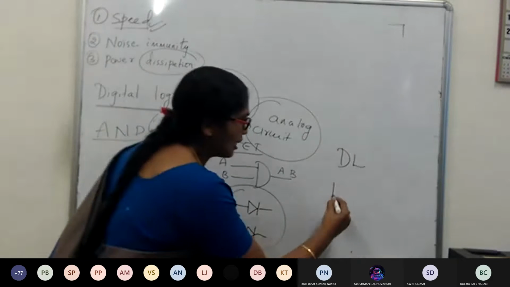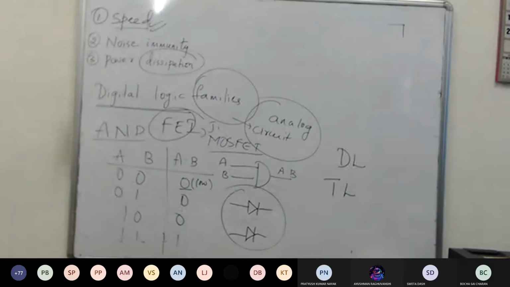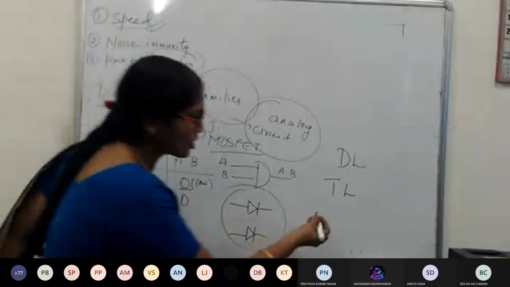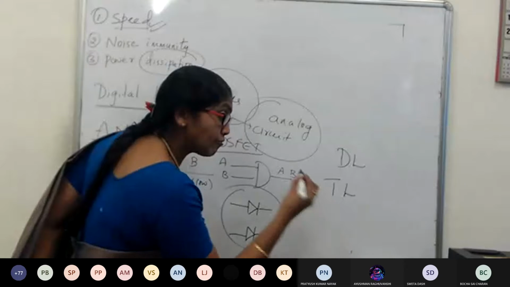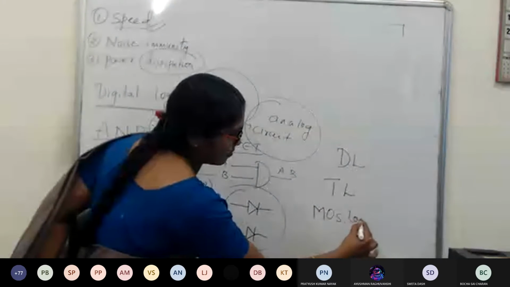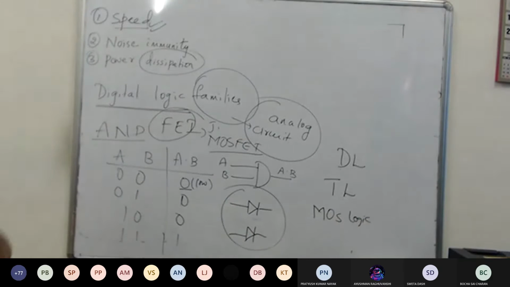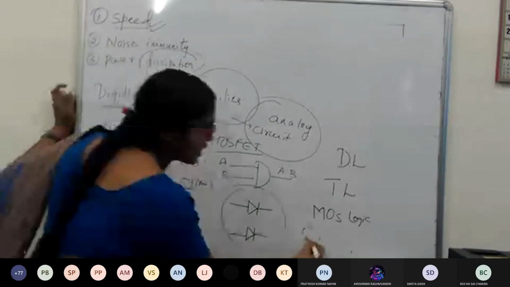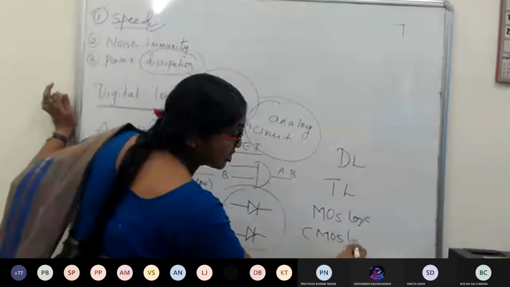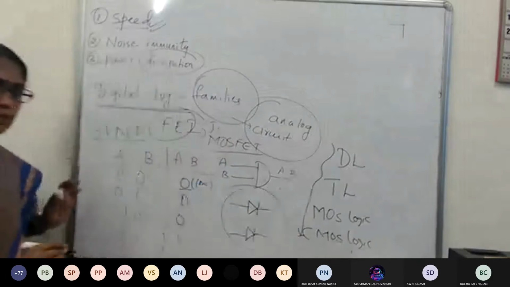Next, they worked out transistor logic. After transistor logic we had FET logic, which they called MOS logic, meaning NMOSFET, PMOSFET, everything. Afterwards, N and P together gave CMOS logic also. This is in general how things were developed.